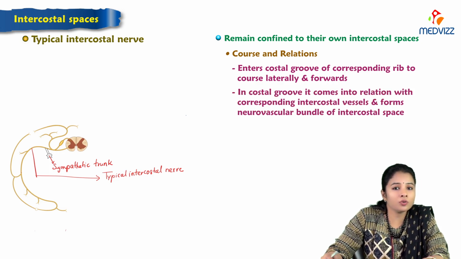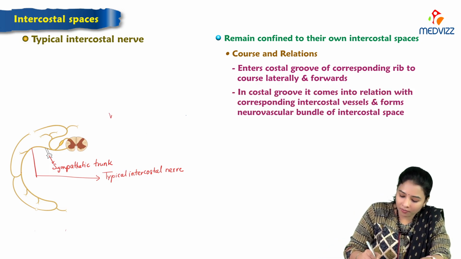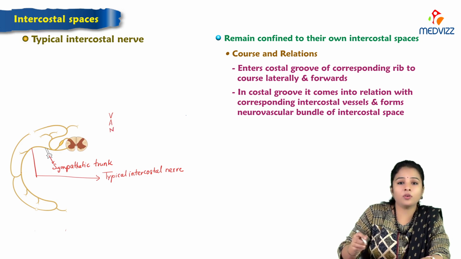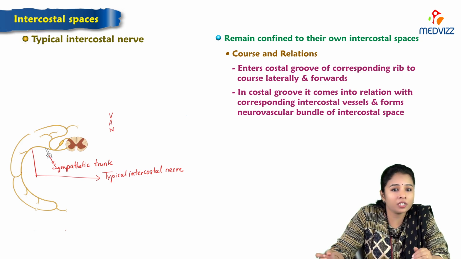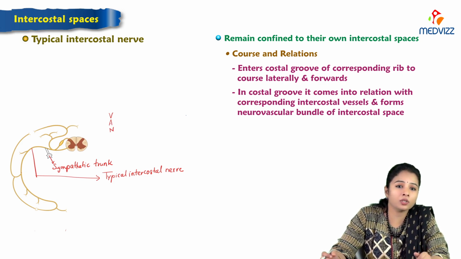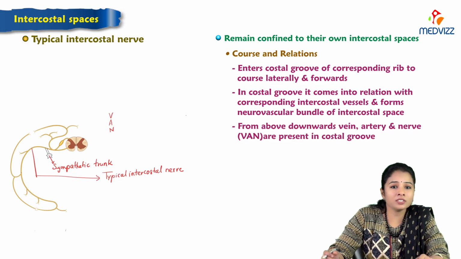In the costal groove, we know the structures, VAN, from above downwards. So in the costal groove, it comes into relationship with the corresponding intercostal vessels and forms a neurovascular bundle of the intercostal space. So from above downwards, vein, then artery and nerve are present in the costal groove.